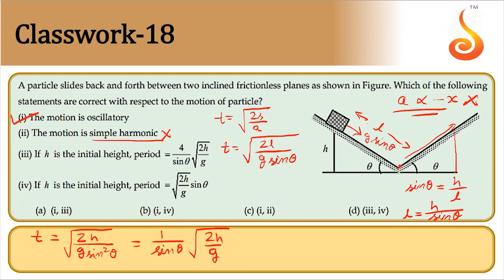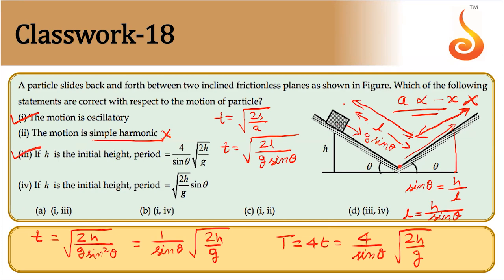What is this t? T is the time taken for this block to slide down from here to here. The same amount of time it will take to rise up. Then again repetition. So it should come back and go back. So the time period of oscillation should be 4 times t. That should be 4 by sine theta into root of 2h by g. That is 3. So 1 and 3 are correct. That is option A.